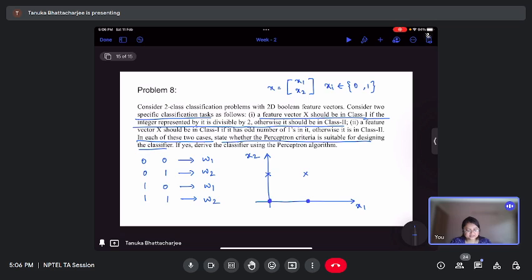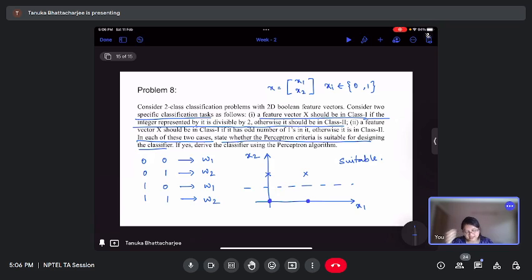So, you can easily see that if you draw a line somewhere in between these crosses and the circles, you can have a linear boundary that separates the two classes of points. So, these two classes are linearly separable. So, if we use the perceptron algorithm, indeed that will converge for this set of data. So, yes, this is suitable for the perceptron algorithm. Now, let us see the other example.